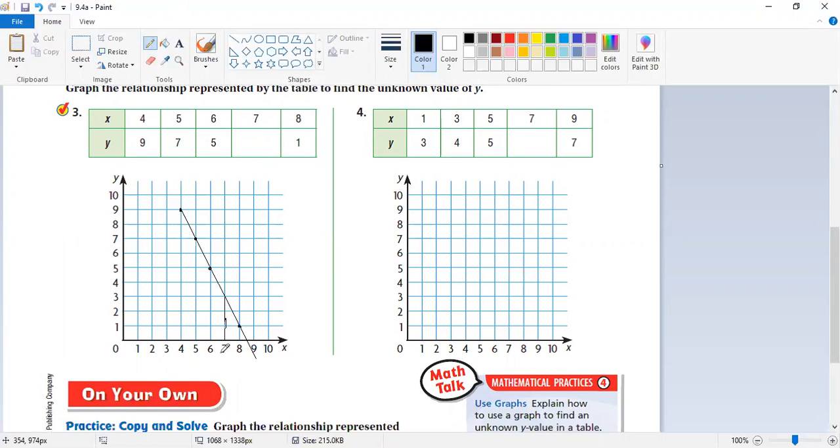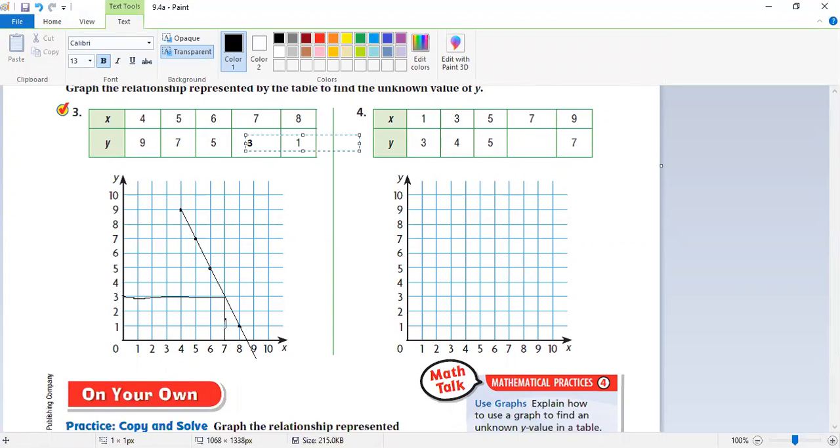So when you want to find an unknown value, you will go along the number until you touch the line which we drew, and then check what is the number on the y-axis which is showing that point. So it is 3, which means the value of y is 3 when x is 7.